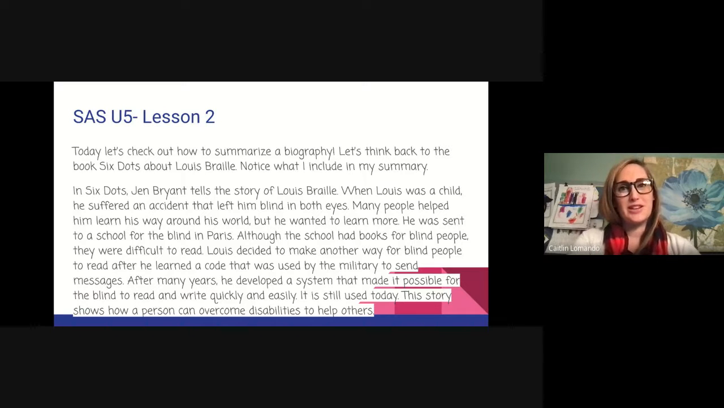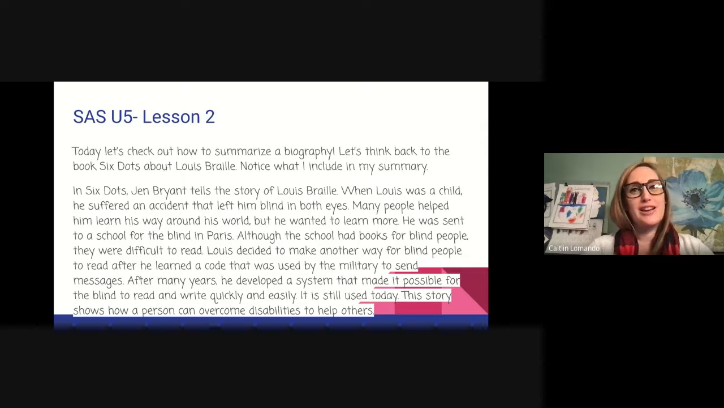I also included in my summary a solution to the problem. What did he do? Because the books weren't easy to read, well, he found out about a military code and adapted it as a way to read and write for the blind. Notice that I didn't give every single detail of his life, just the most important things.